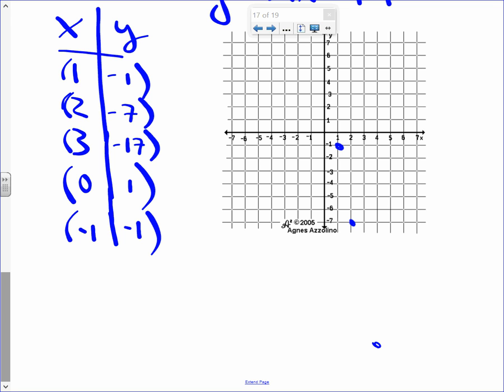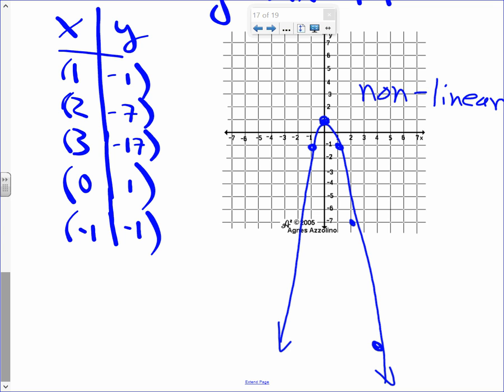I'm going to just estimate or guesstimate, yeah? That's a made-up word that means absolutely nothing. 0, 1. Here's 0, 1. That's better. Negative 1, negative 1. Negative 1, negative 1's right here. Look at this. This is a parabola. It's coming up, coming down. Put arrows. This would be a non-linear function. Put non-linear. That's it. So you know how to graph linear and non-linear now. You just make a table of values. That's a shortcut.